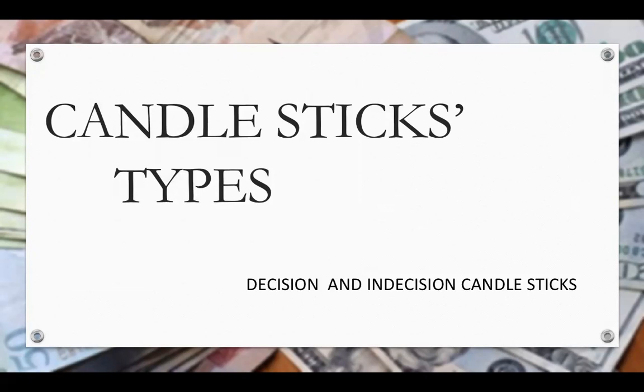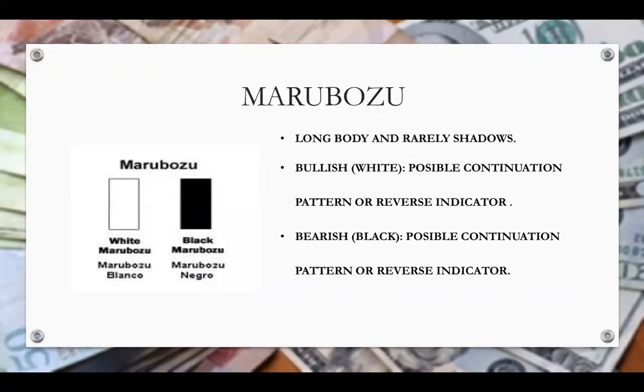So what kinds of candlesticks are there? There are different types of candlesticks, guys, absolutely different types. Decision and indecision candlesticks: some candlesticks help you decide whether the market will go upward or downward, but some are confusing. That's why we need to make sure that you can see them clearly.